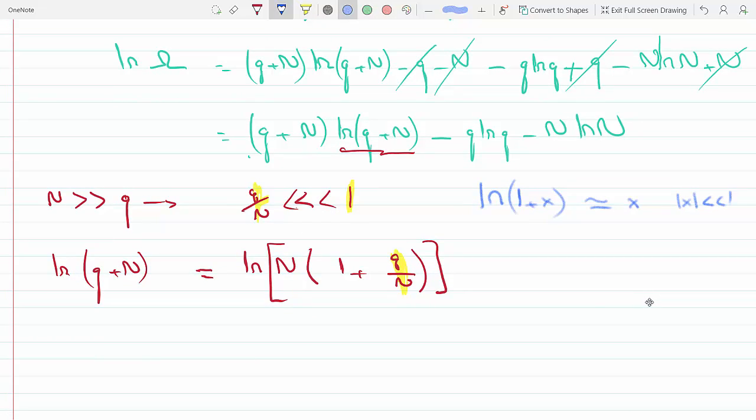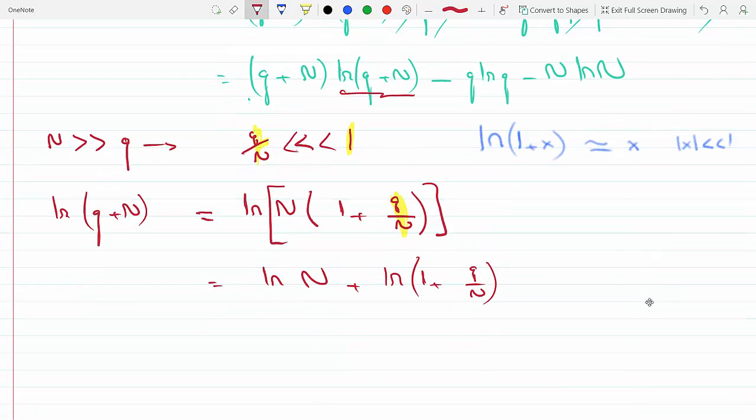So if q over n is a lot less than 1, let me expand this first. So this is ln n plus ln (1 plus q over n). And if I use that approximation on this guy, since q over n is a lot less than 1, the answer here will just be q over n. So I get ln n plus q over n. And this is, again, an approximation.